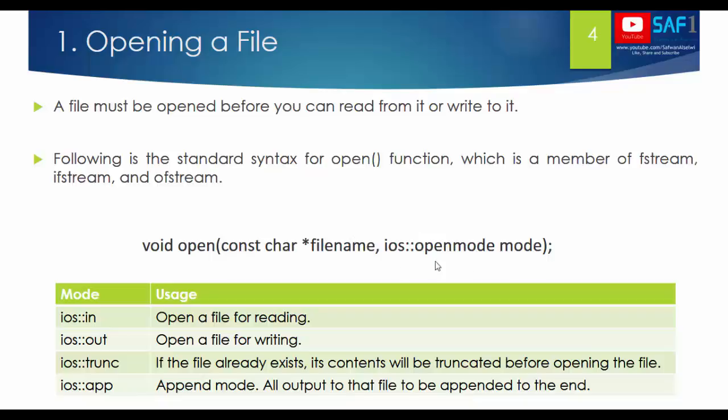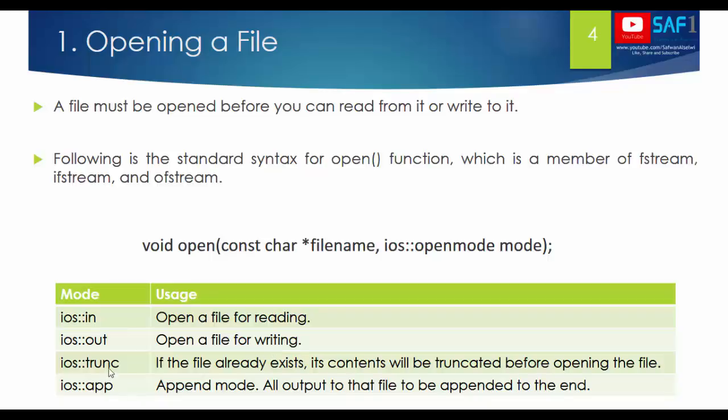The open mode should be given one of these parameters. We have, for example, ios::in. This is used for opening a file for reading only. If we specify in here, then the file that we are going to handle will be only for reading purposes. The second one is out. This is used for writing to a file. If you want to write to a file, then we can use ios::out.